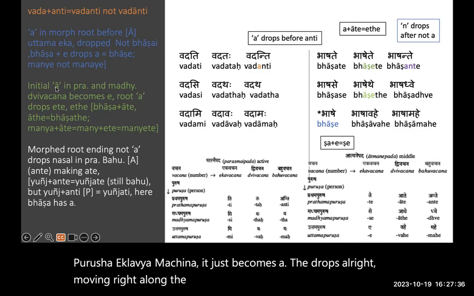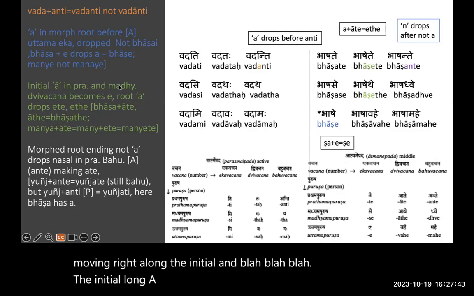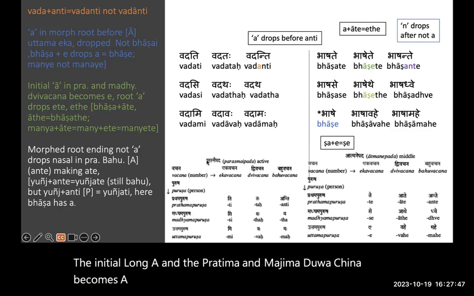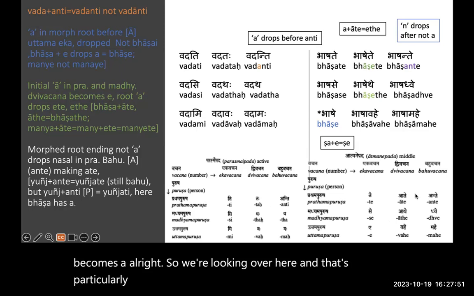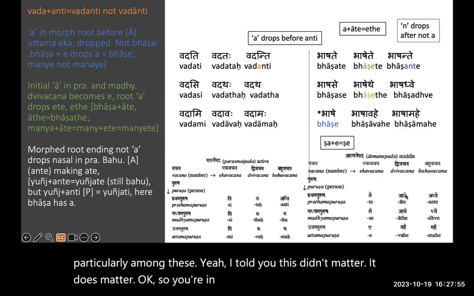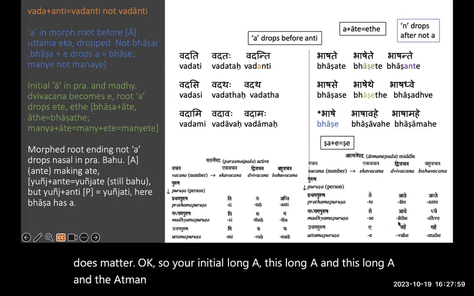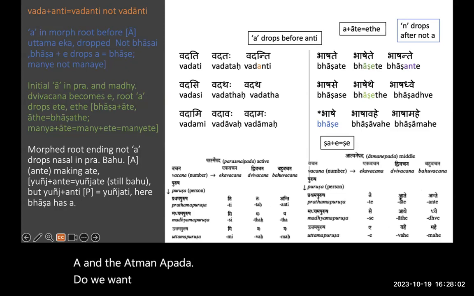The initial long A in the Pratama and Madhyama Dvivachana becomes E. All right, so we're looking over here. And that's particularly among these. Yeah, I told you this didn't matter. It does matter. Okay. So your initial long A, this long A and this long A. And in the Atmanepada, Dvivachana, the A transforms into a short E.